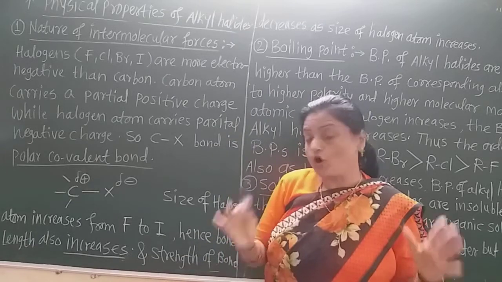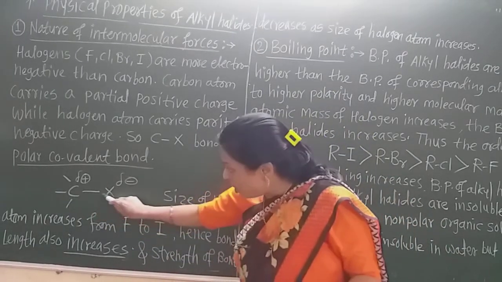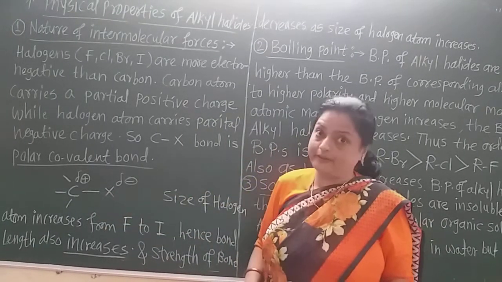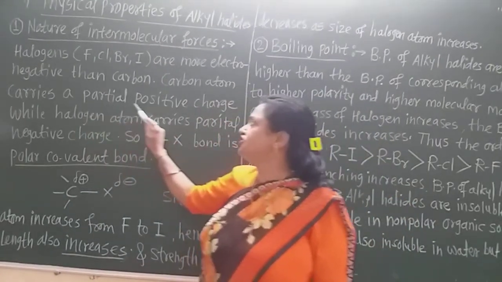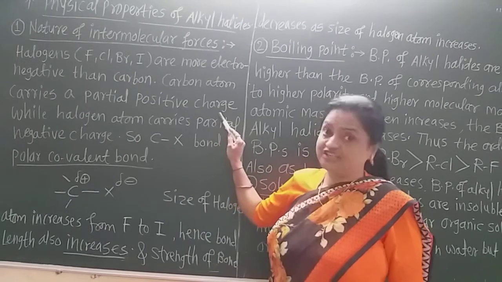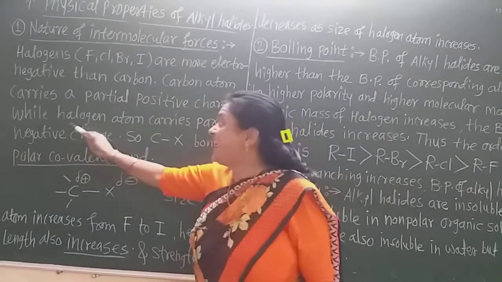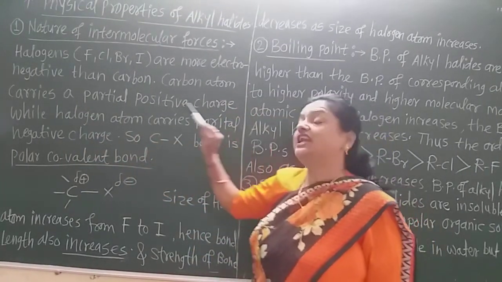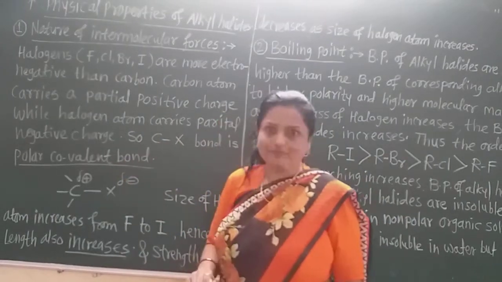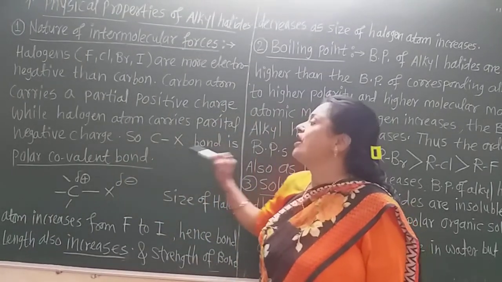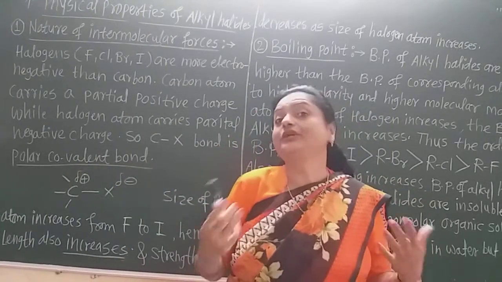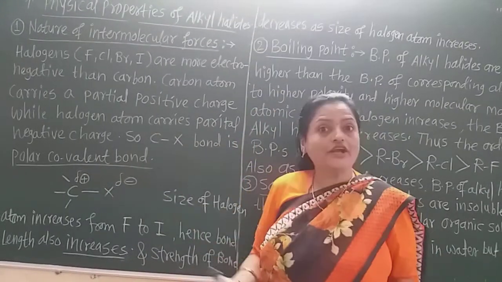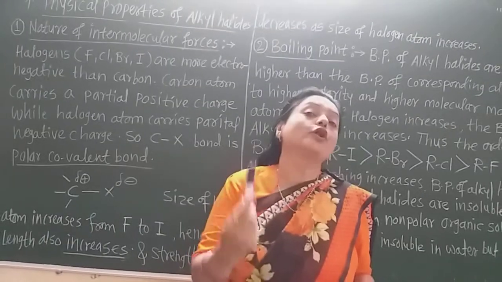Due to this, the C-X bond becomes a polar bond. Remember that. So the carbon atom carries a partial positive charge, plus delta, while the halogen atom carries a partial negative charge, minus delta. So the C-X bond is a polar covalent bond. Sometimes they may ask, give reason why the C-X bond in the alkyl halide is a polar covalent bond.